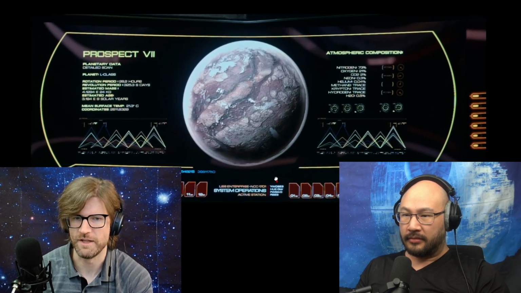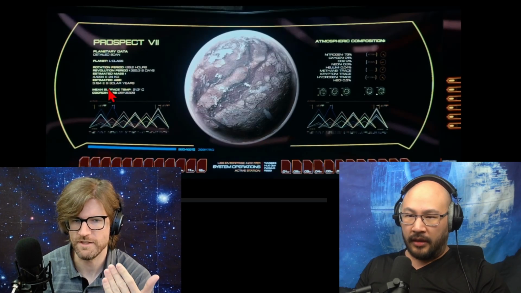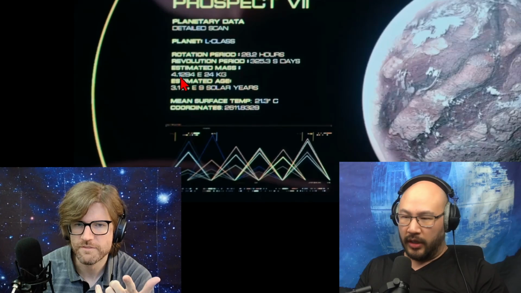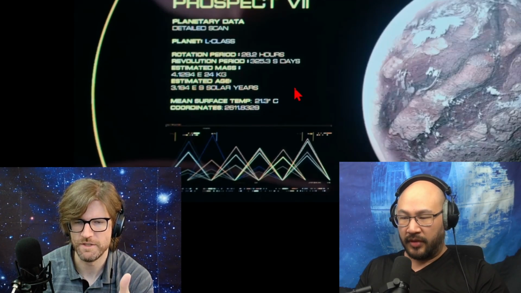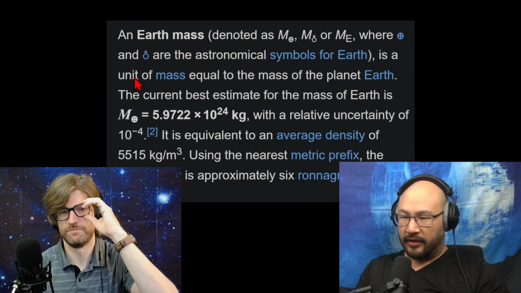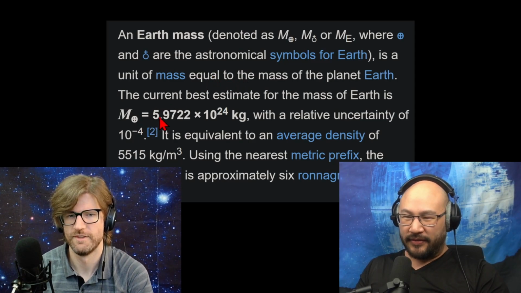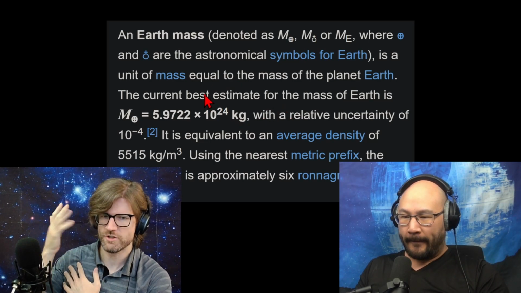So here's the stats of the planet. They don't tell us the radius, but the mass is slightly less than Earth. So that's 4.1 times 10 to the 24th kilograms. Yeah, that's pretty much Earth. And then I put the Wikipedia page down here. It's got the Earth mass. The unit of mass, a planetary mass, is defined as Earth mass, and it's 6 times 10 to the 24th. So pretty close to the size of the Earth. So the radius of this planet is Earth-ish, probably.